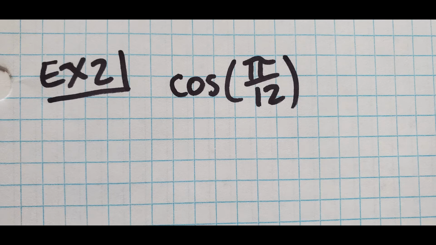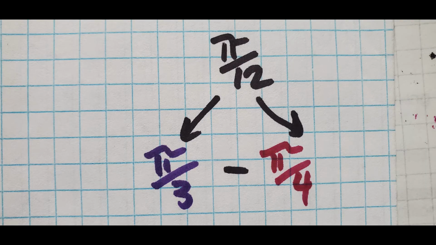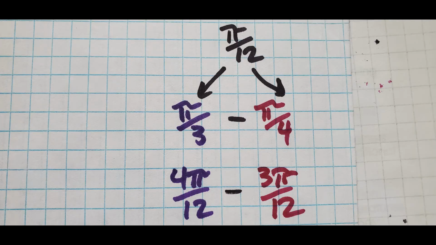So pi over 12, or 1/12, is made from doing 1/3 of a pi minus 1/4 of a pi. Now, if you don't believe me, just make the bottoms of both of those 12. So you'll have 4 pi over 12 minus 3 pi over 12. 4 pi's minus 3 pi's is just a single pi over 12, which is how I got that. Okay, so some fraction work there for you.